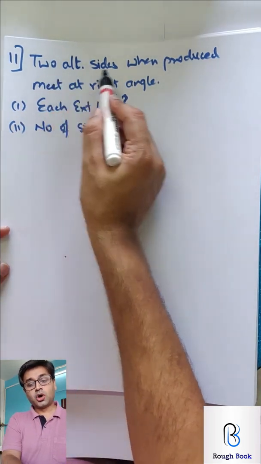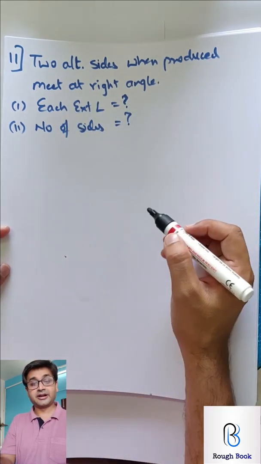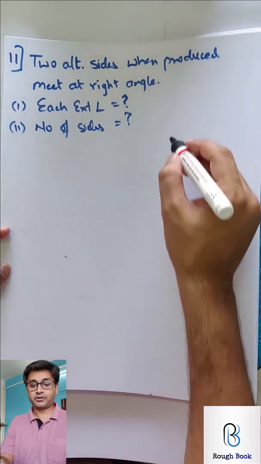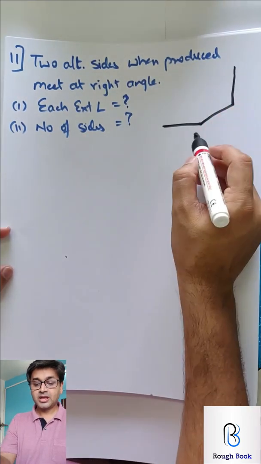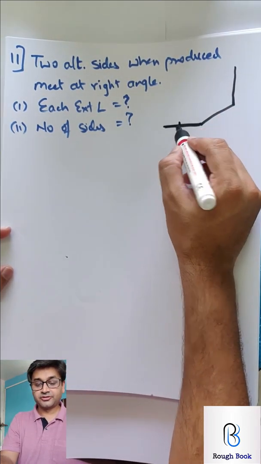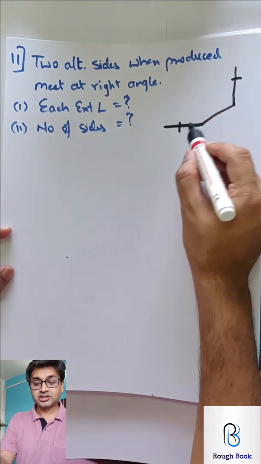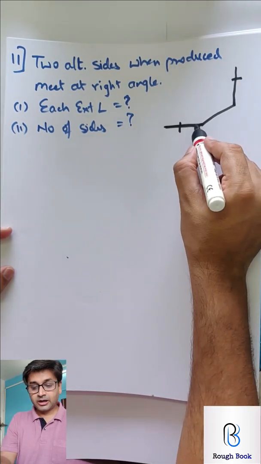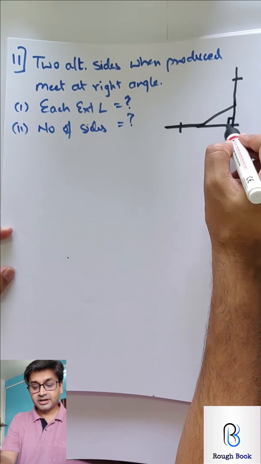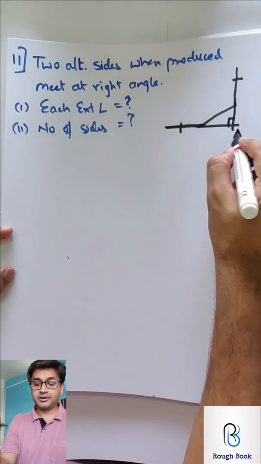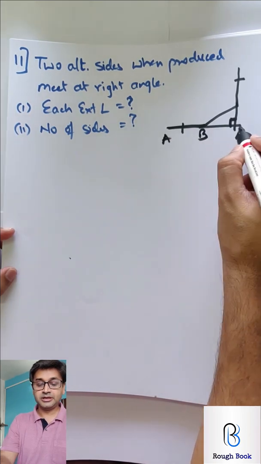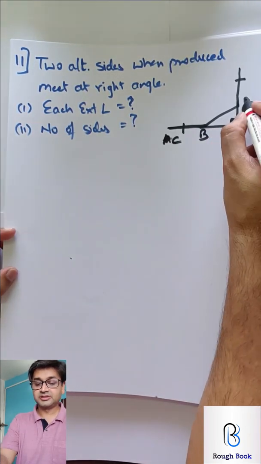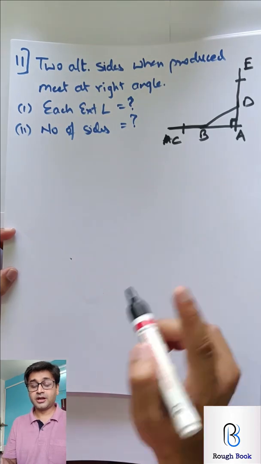Question 11. Two alternate sides when produced meet at a right angle. This first statement is very important. First side, second side, third side. They say two alternate sides. So first side, not this but the next one. These are alternate sides. When produced, they meet at a right angle. That means they are meeting at point A, which is a right angle. So I am calling this A, B. Oh, I already called this A. So C, D, E. Alright.